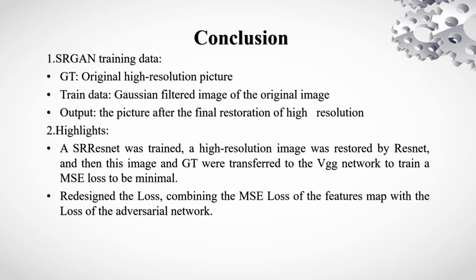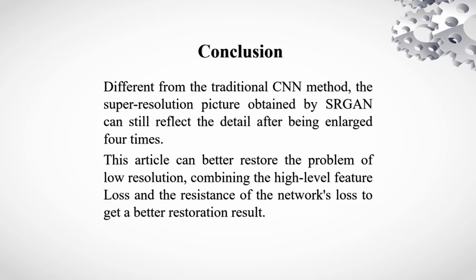So in the loss function part, the VGG loss is the main part of this paper to make the output image clearer. And the second part is the redesign of the loss. We combine the MSE loss of the feature map with the loss of the adversarial network. This is the main part of this paper.